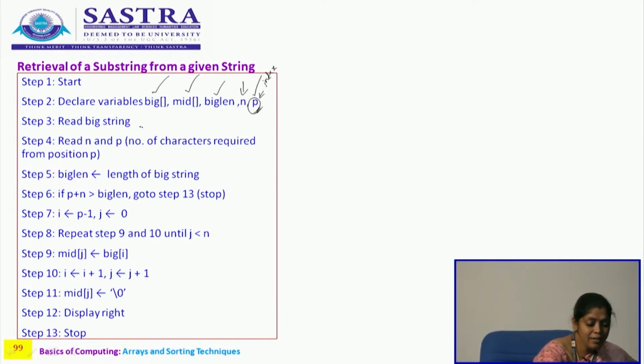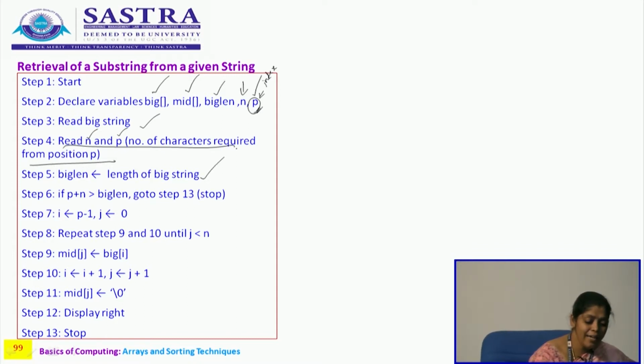Then you read the string, you read the big string, and read the values of n and p, where p is the position from where we have to retrieve and n is the number of characters required from that position. That is the understanding here.